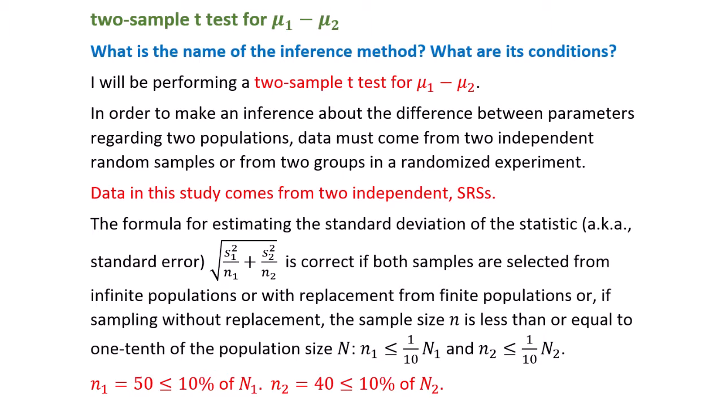The formula for estimating the standard deviation of the statistic, also known as standard error, is correct if both samples are selected from infinite populations or with replacement from finite populations. Or, if sampling without replacement, the sample size must be less than or equal to 1/10, or 10%, of the population size. This must be true of both samples and their respective populations. The sample sizes are 50 and 40 respectively. It is safe to assume that these sample sizes are less than or equal to 10% of their respective population sizes. So this condition is also met.